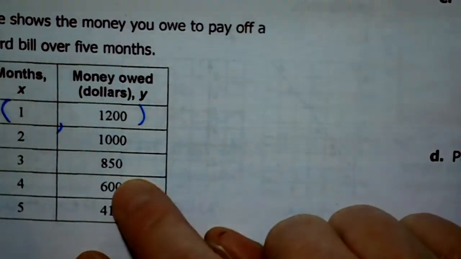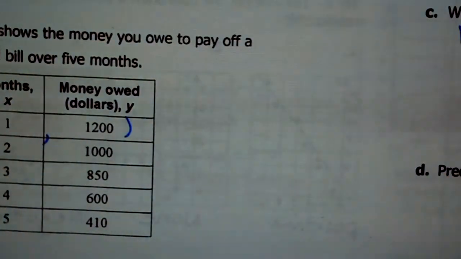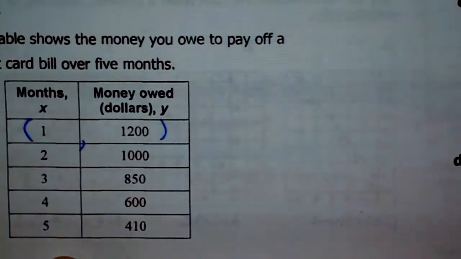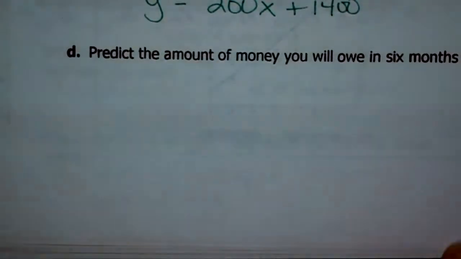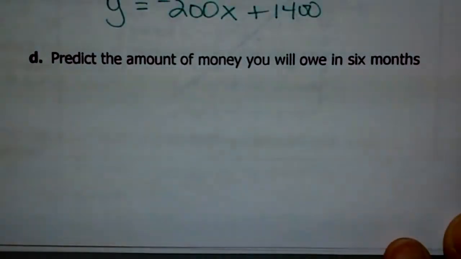850 to 600, about 200. 600 to 410, it's about 200. So when we're looking for a line of fit, we use that word about a lot because it's not exact. It's about. Okay, and this is why we're doing this, to be able to answer a question like this. It says to predict the amount of money you will owe in 6 months.